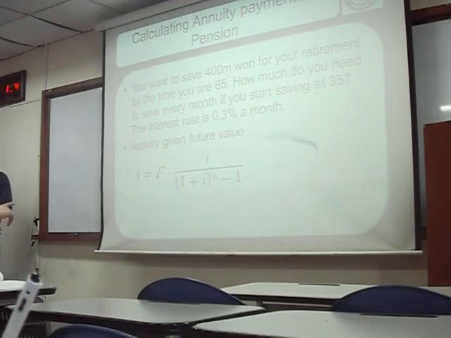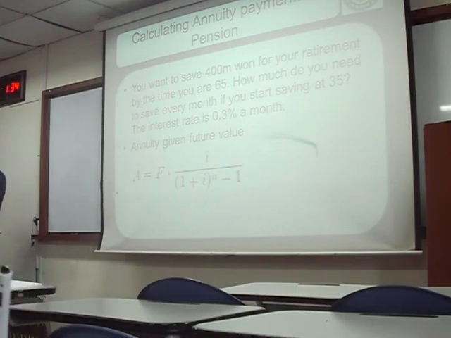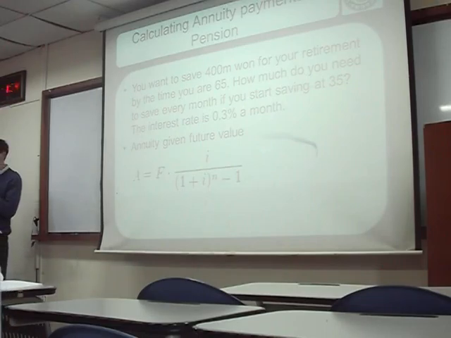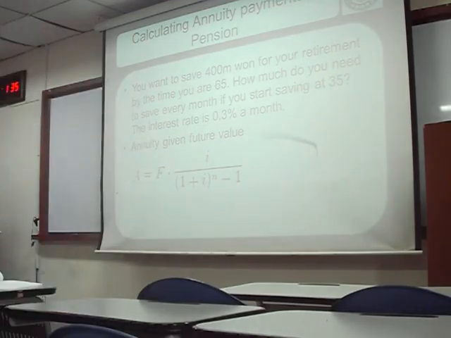This one is the last equation on page 21, the last one, which is annuity given future value. We know the future value, but we don't know how much we need to save every month.